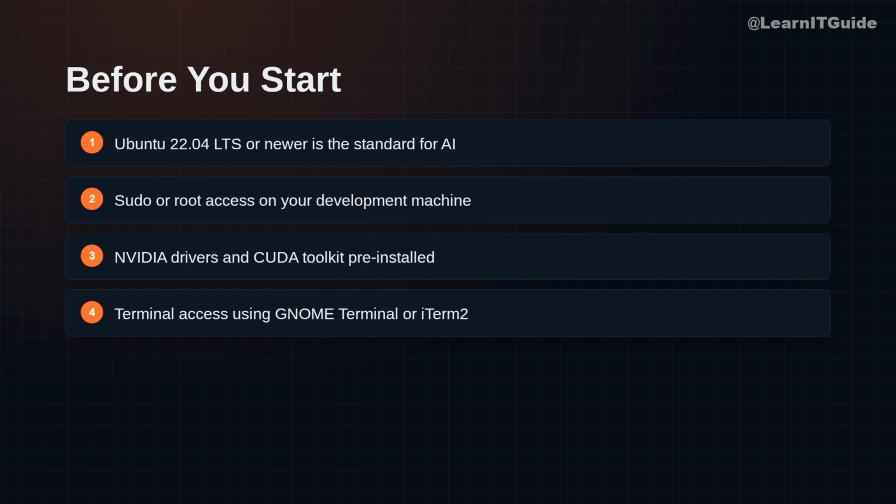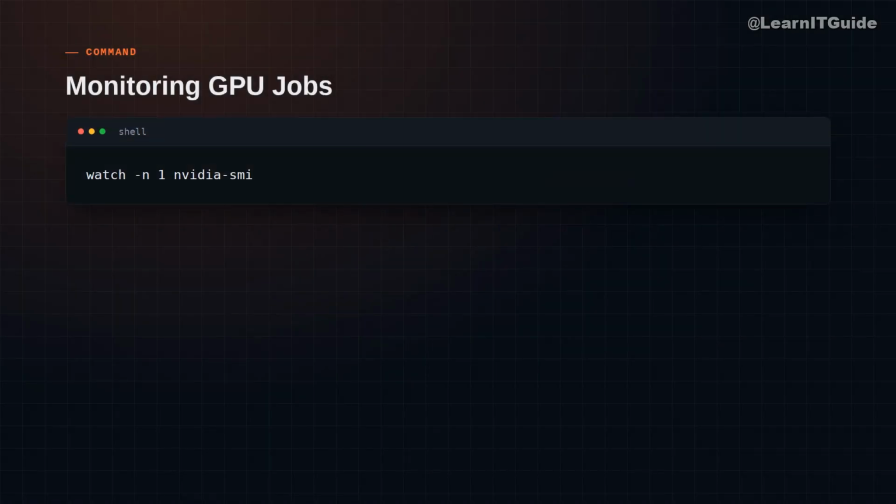Let us get moving. One of the first things you must learn is how to track hardware usage. When you are training a model, you need to know if your GPU is actually being utilized. On line 1, we use the watch command with the -n flag set to 1 to refresh the nvidia-smi utility every second. This command shows you the GPU temperature, memory usage, and the specific processes consuming your VRAM. It is the single most important command for any AI engineer running experiments.